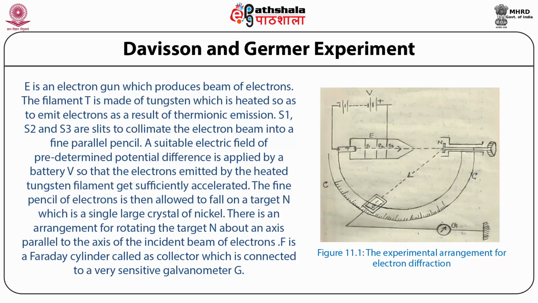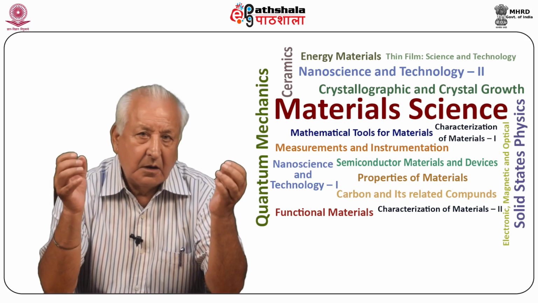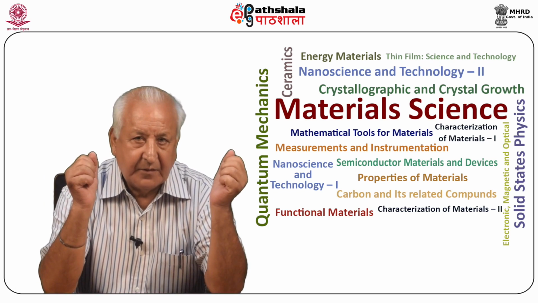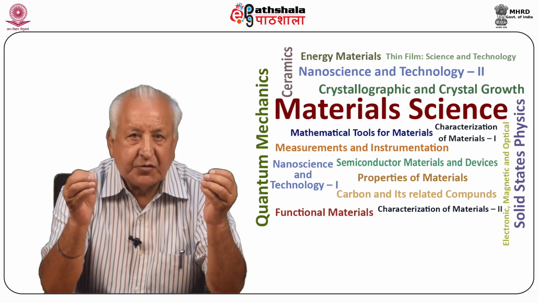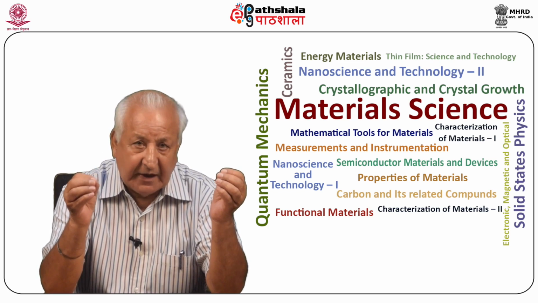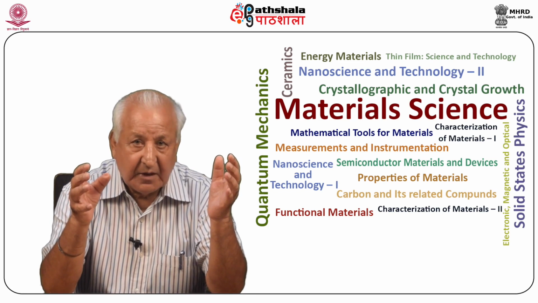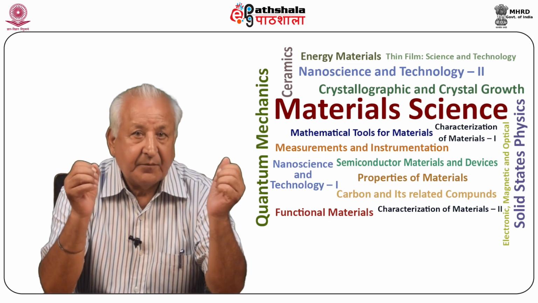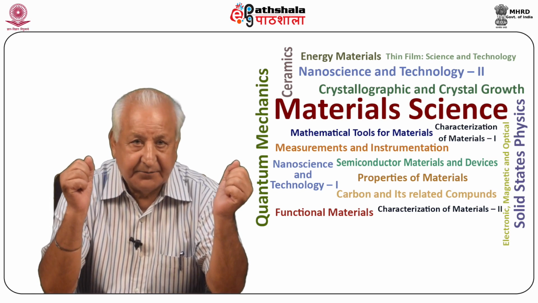Capital F is a Faraday cylinder, called the collector, which is connected to a very sensitive galvanometer, capital G. The collector is movable along a graduated scale, CC, which is circular so as to be able to receive the electrons which get reflected after hitting the target, that is, the nickel crystal, at angles ranging between 20 and 90 degrees.